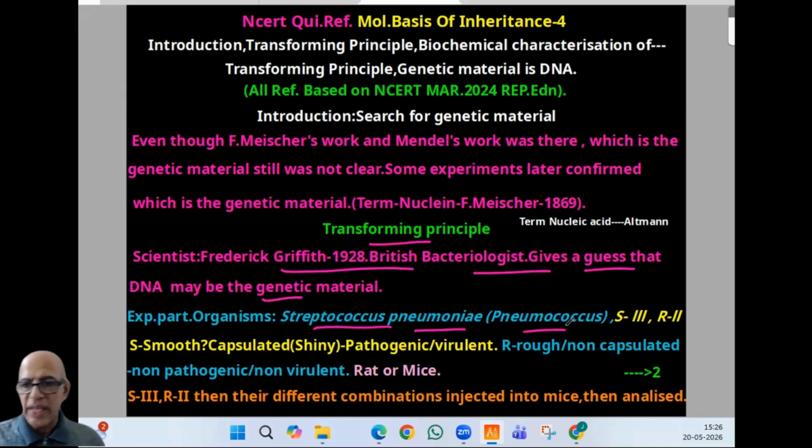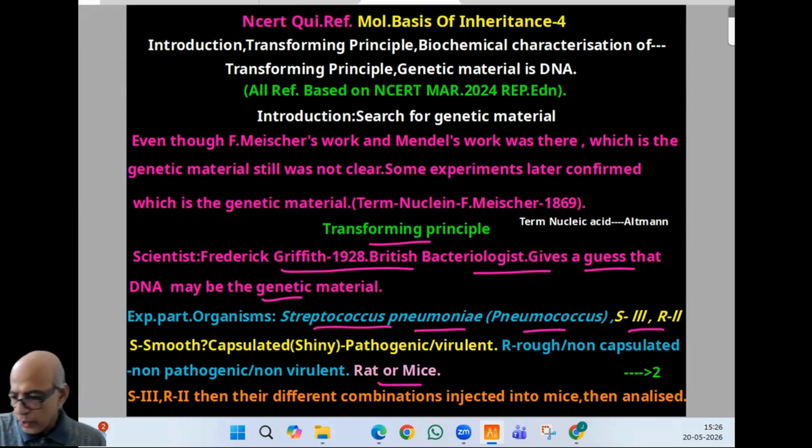2 strains, S3 and R2. S means smooth, and that is capsulated or shiny, pathogenic or virulent. R means rough, non-capsulated, non-pathogenic, non-virulent. And the second organism taken was rat or mice. I think up to that it is clear.